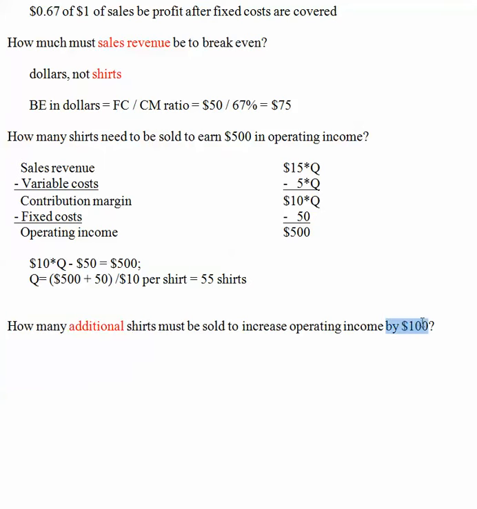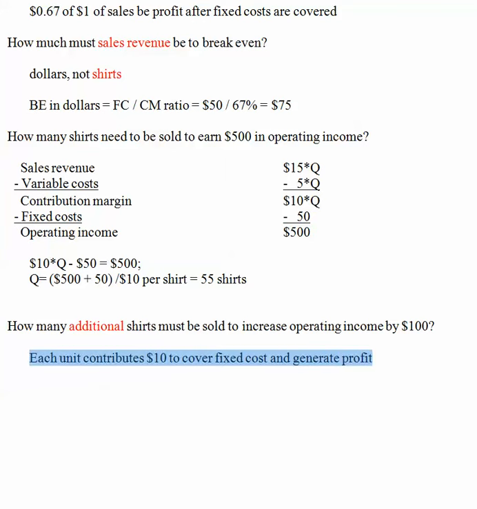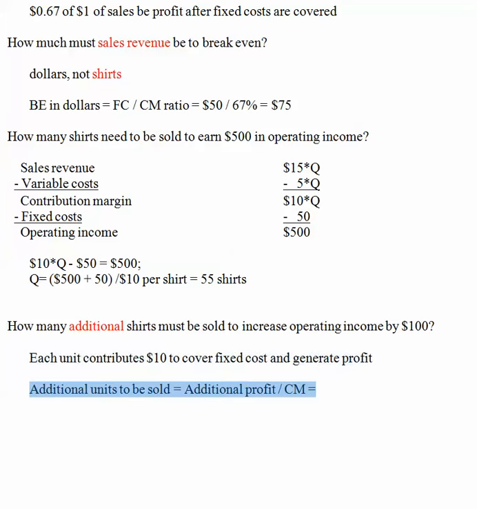Another thing you might want to answer is, okay, how many additional shirts do we need to sell to add another $100 to our profit? Rather than going through and setting this up to be $600, you can do it incrementally, because we know that each shirt contributes $10. That contribution margin is so important. So you take your additional profit divided by your contribution margin. Since each shirt contributes $10, it would take 10 shirts to add $100 to your bottom line.